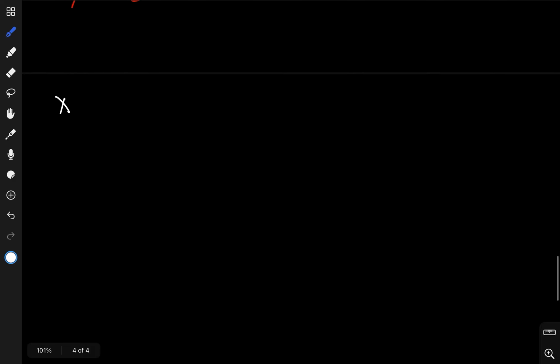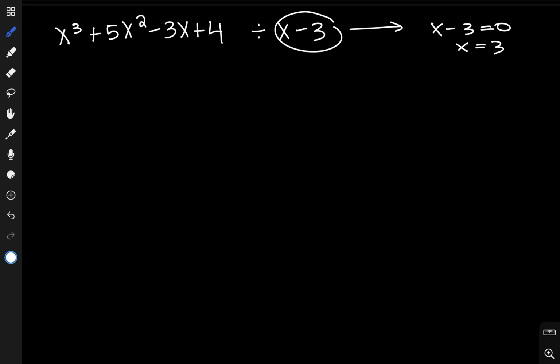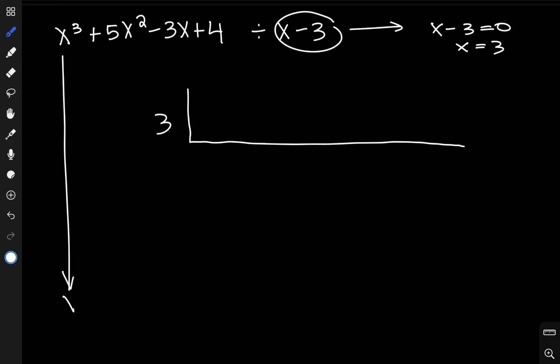We're going to do x to the third plus 5x squared minus 3x plus 4 divided by x minus 3. Okay, we're going to take this, bring it over here, x minus 3 equals 0, and we have x is equal to 3. Okay, we're going to format it again. Put 3 on the outside. We're going to go down here and find the coefficients. So x to the third plus 5x squared minus 3x plus 4.